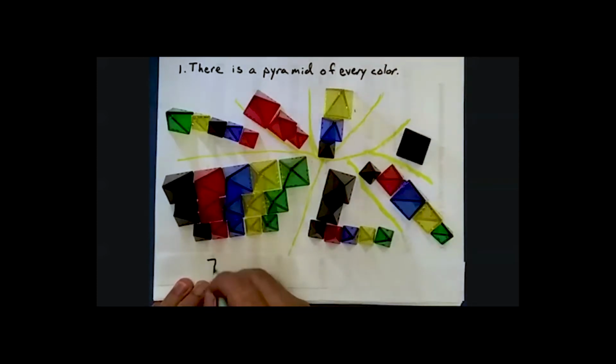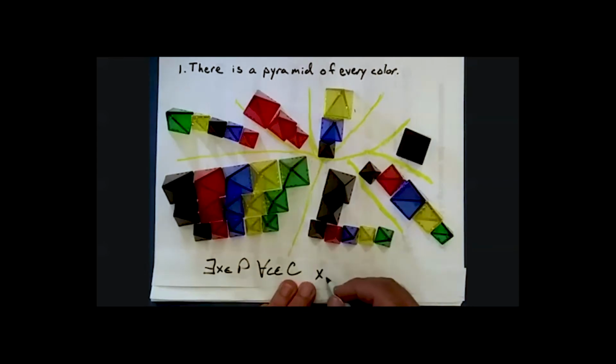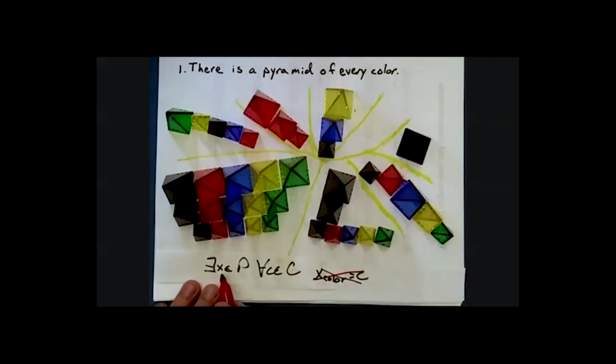Sounds like we should say there exists a pyramid X in P for all C in colors, X color equals C. But this is not actually going to happen. This says that if you choose the pyramid first and then ask for any color, then that pyramid has that color, but no pyramid has more than one color.